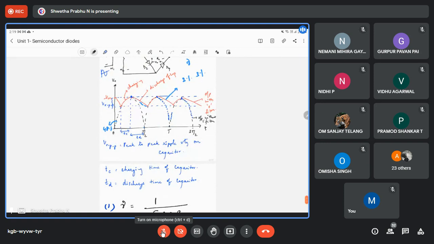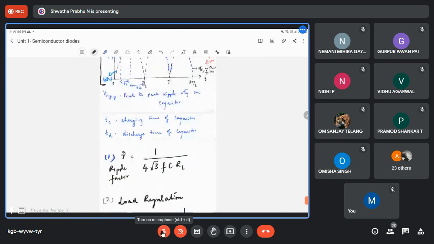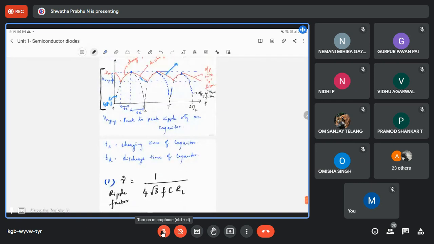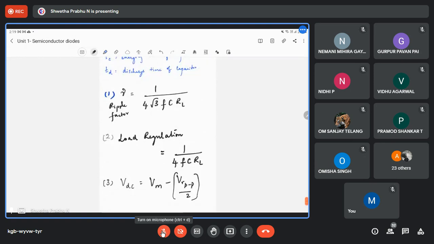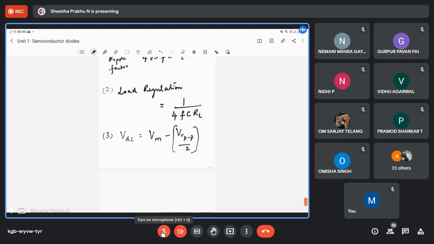Here from 0 to Vm, this is the total amplitude, that is the peak amplitude of the waveform. In order to find VDC, we will take the average of V peak to peak, that is V peak to peak divided by 2. And Vm minus V peak to peak, if you do, you will get the VDC. Do you understand? So that is the formula I have written here.